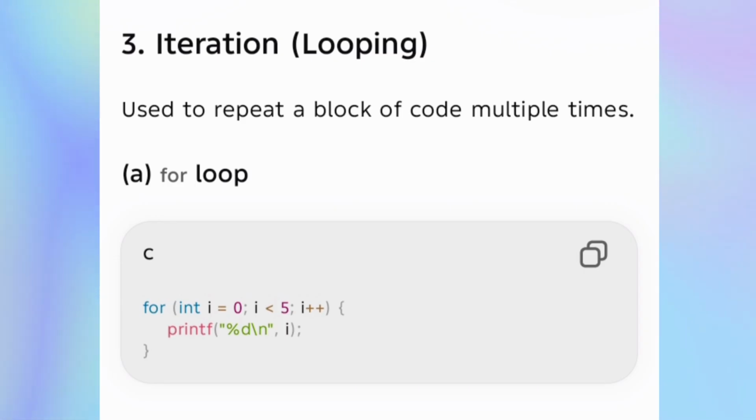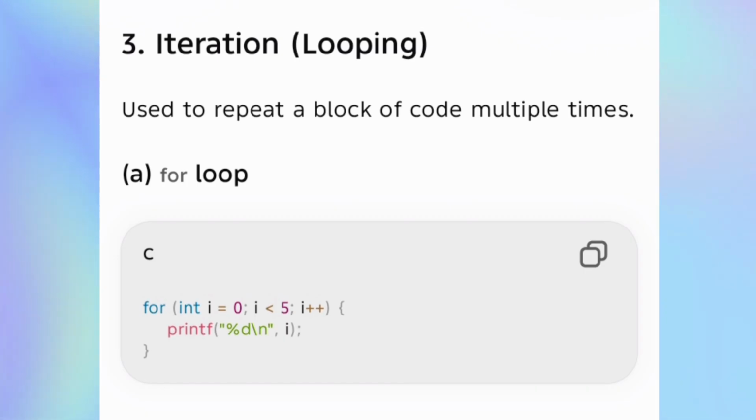Next one is iteration. Iteration means looping. What is looping? It is used to repeat a block of code multiple times, n number of times. The same process is executed, but with a condition check. In that case, we use loops.